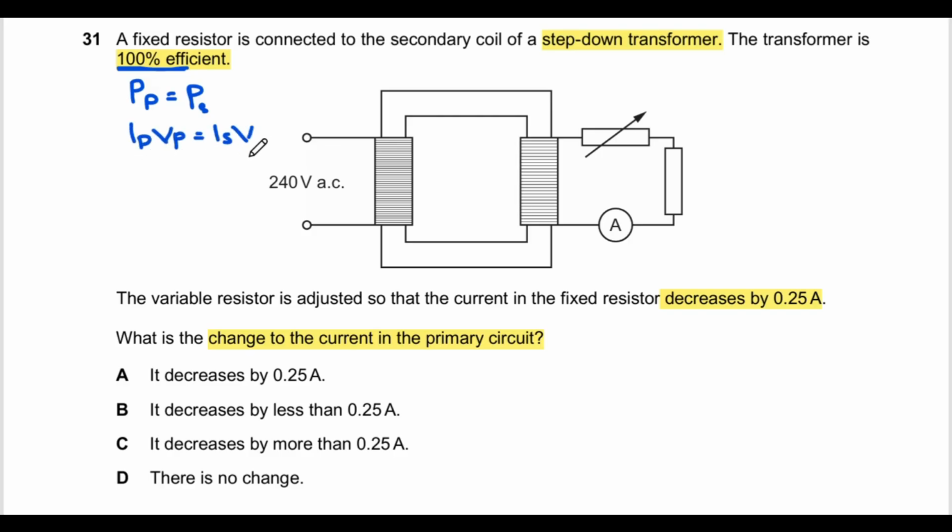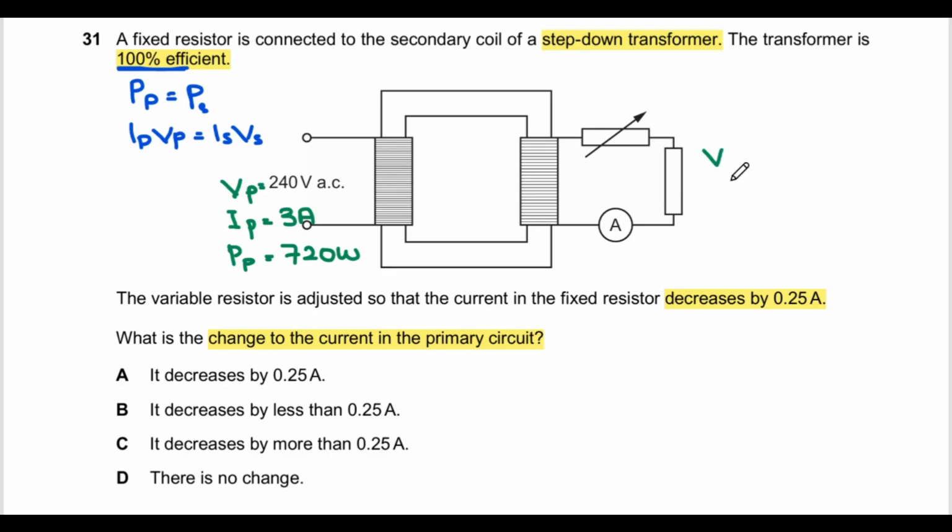So IpVp is equal to IsVs. Now, if the primary voltage is 240 and let us assume that the primary current would be 3 amperes, I am assuming the values. So power would be V times I. So 240 times 3 would be 720 watt. So power is 720 watt for the primary coil.